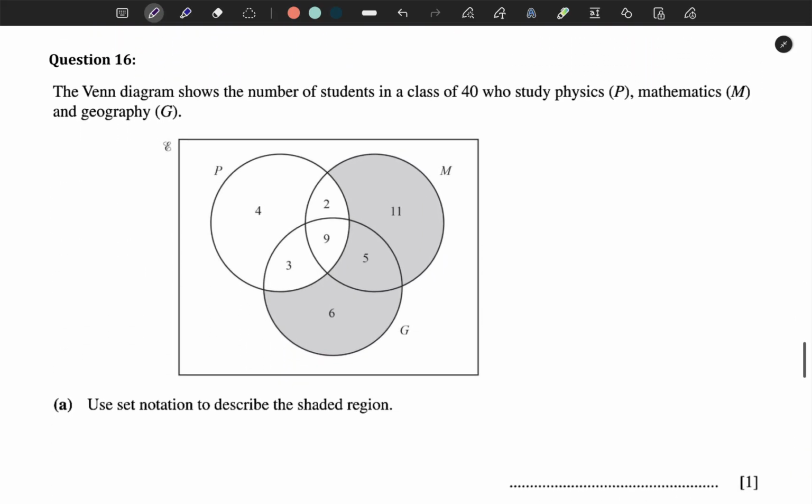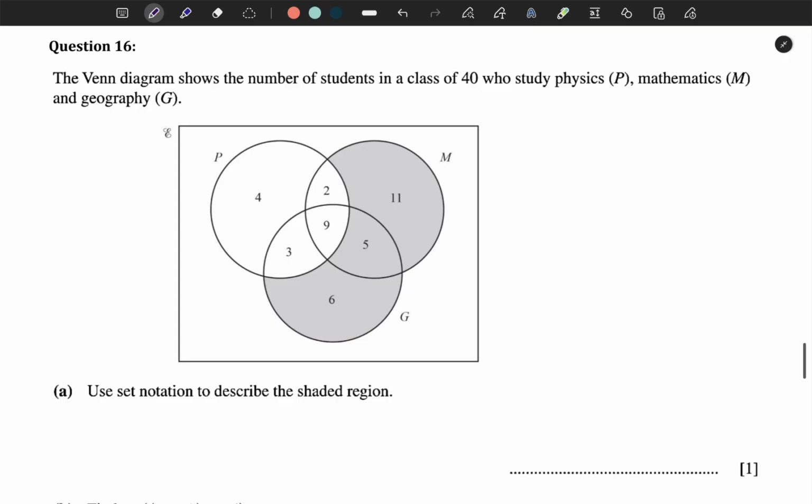Next question. A Venn diagram shows the number of students in a class of 40 who are studying physics, mathematics and geography. Use set notation to describe the shaded region. If you remember the question that we have done previously, it is the same shaded part which we had seen, which is going to be M union G, and intersection with P dash. So we can just do M union G, the common elements, but intersection with P dash.